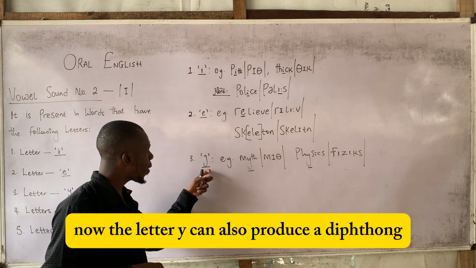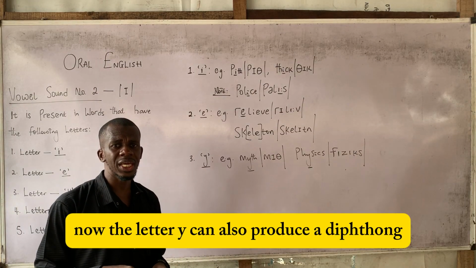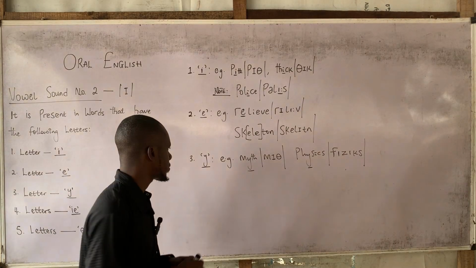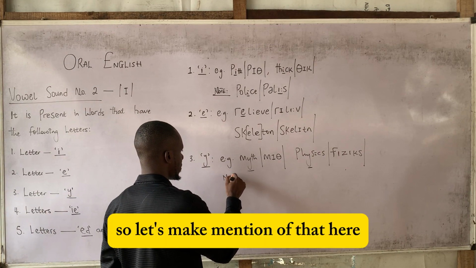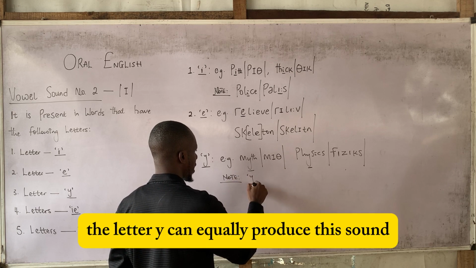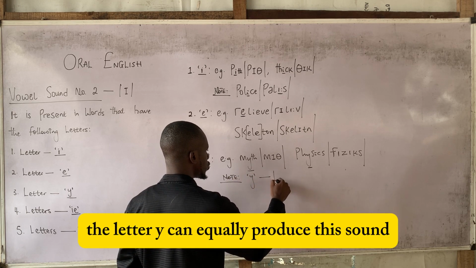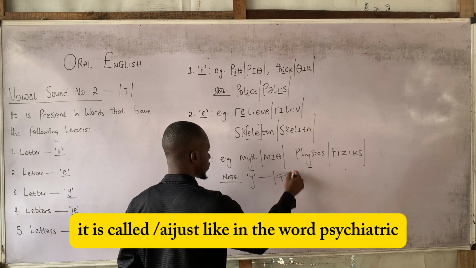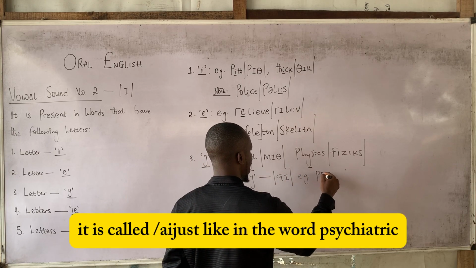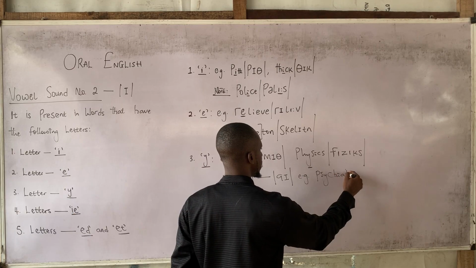Now, the letter Y can also produce a diphthong we know as I. So let's make mention of that here. The letter Y can equally produce this sound. It is called I, just like in the word psychiatric.